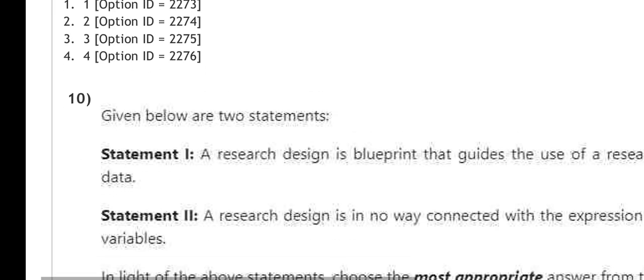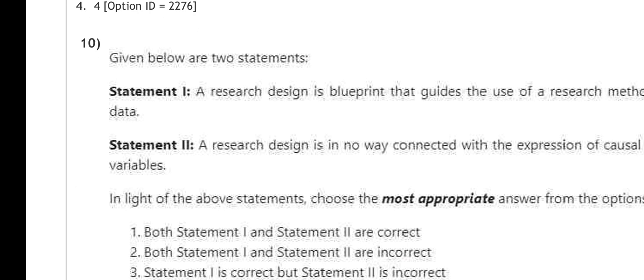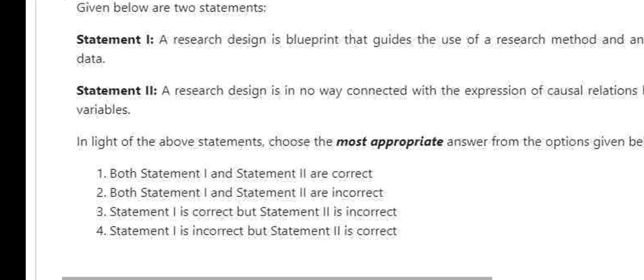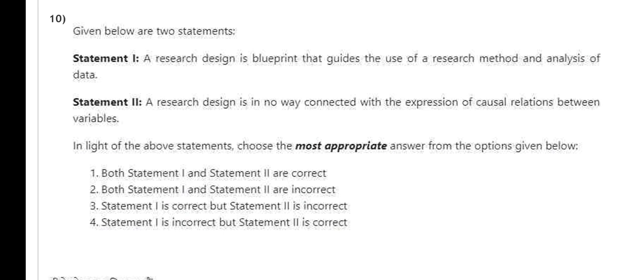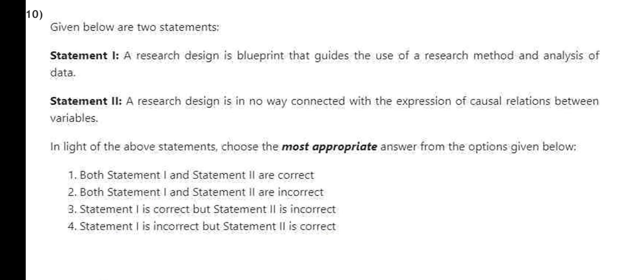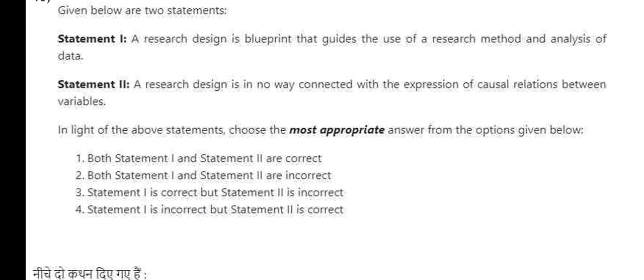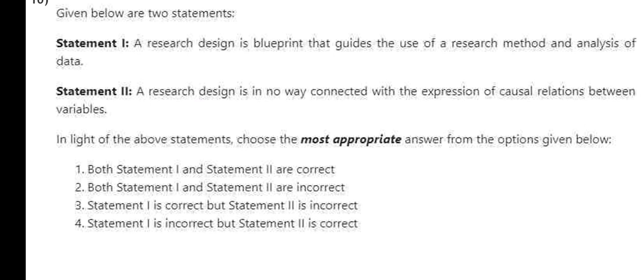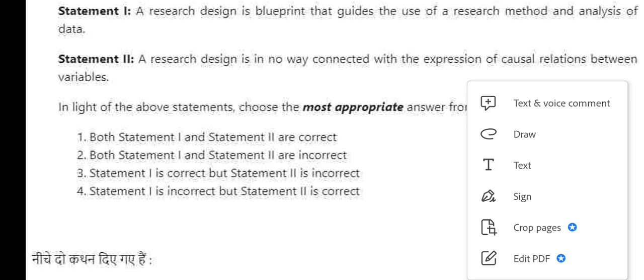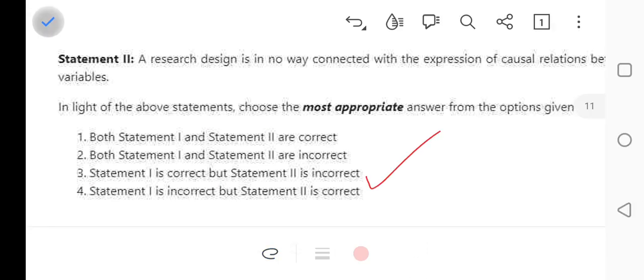Number 15 says, given below are two statements. One says, a research design is a blueprint that guides the use of a research method and analysis of data. Two says, a research design is in no way connected with the expression of causal relations between variables. In light of the above statements, choose the most appropriate answer. Statements 1 and 2 are correct; 1 and 2 are incorrect; 1 is correct, 2 is incorrect; 1 is incorrect but 2 is correct. It will be statement 1 is correct, but 2 is incorrect. That is number 3.